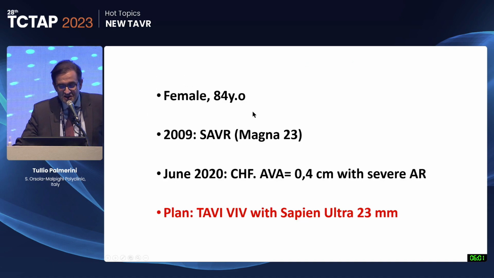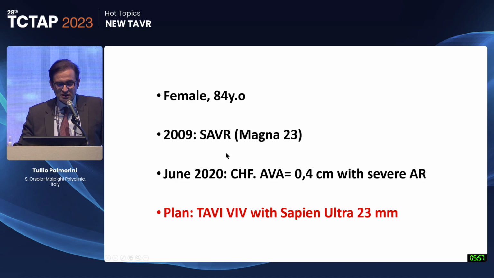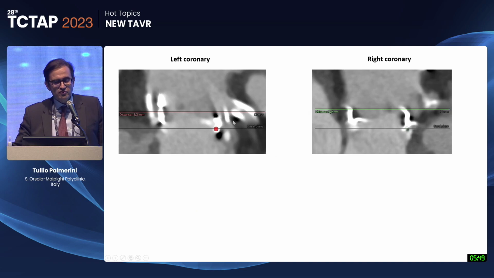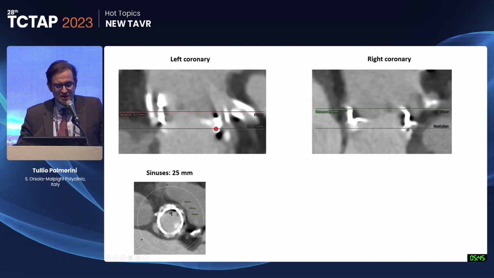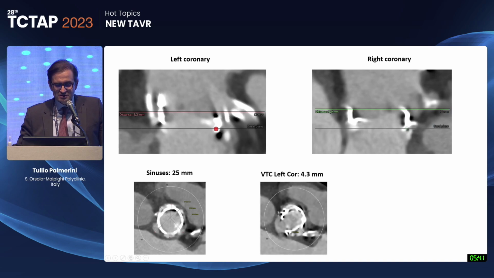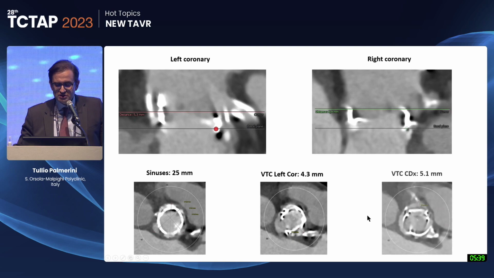So let's see this case, an 85-year-old female operated on in 2009 with a Magna 23. The plan is valve-in-valve with the Sapien Ultra. This is the CT scan. The left coronary artery is definitely low at 5 millimeters. The sinuses are not that wide, and VTC is borderline.